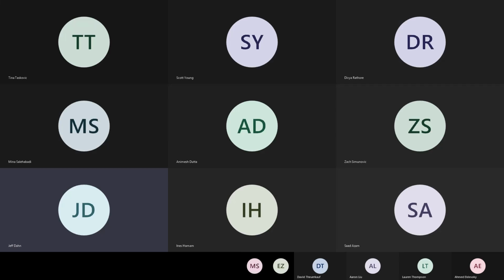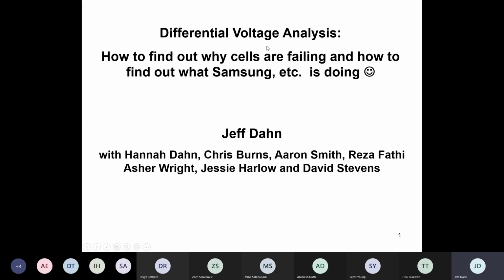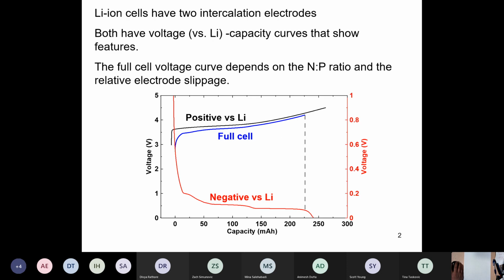We're going to talk about what's called differential voltage analysis. This is a very, very important tool that you can use to understand why cells are failing and also to reverse engineer other people's cells. So I just want to remind you that lithium-ion cells have two intercalation electrodes.